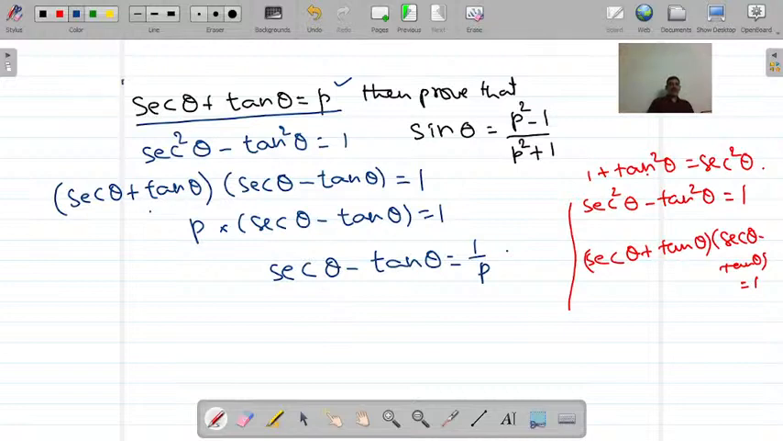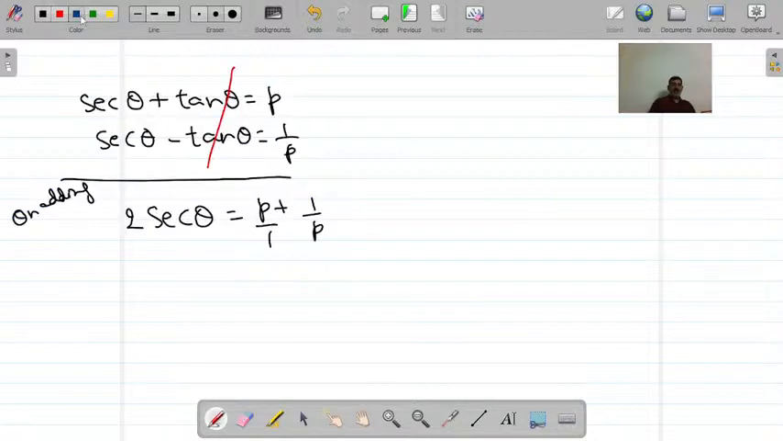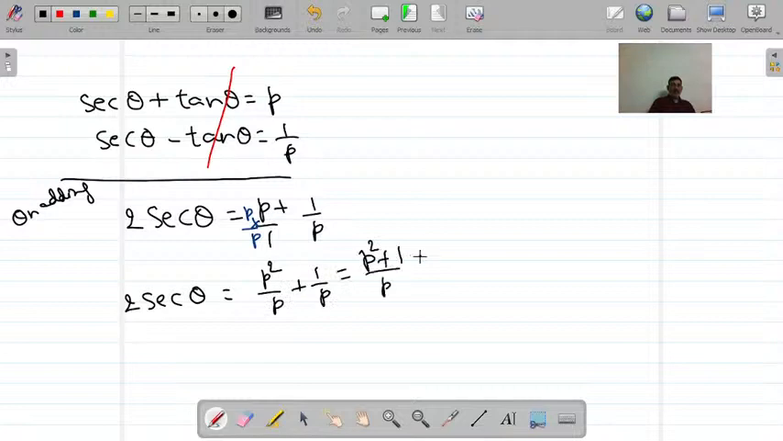Now you observe, this is one equation, secant theta plus tan theta is p, and secant theta minus tan theta is 1 by p. Now you already learnt linear equations, so you can make use of it for solving these two equations. p is p by 1, so we multiply both numerator and denominator with p. So now you can see that 2 secant theta is equal to p square by p plus 1 by p. So you can see it is p square plus 1 by p. So from this you can get secant theta is equal to p square plus 1 by 2p.